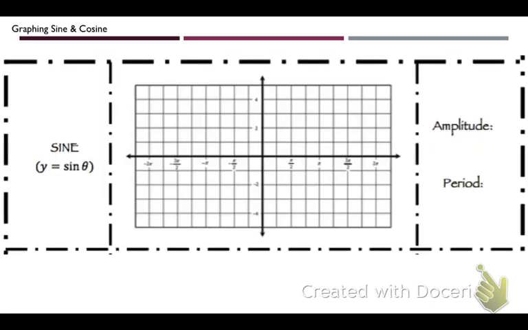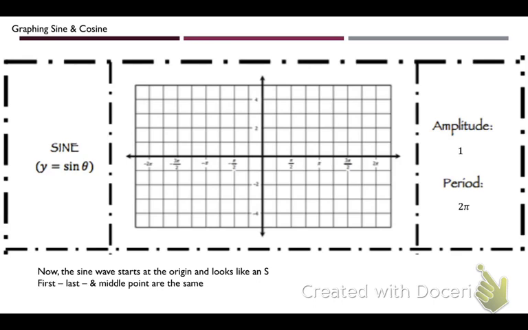Okay, first we're going to graph sine. So sine has an amplitude of 1, like just y equals sine of theta has an amplitude of 1 and a period of 2 pi. And the sine wave starts at the origin, so it starts at 0, 0, and it looks like an S. Okay, so sine looks like an S. When you're graphing sine, I want you to remember first, last, and middle point are the same.